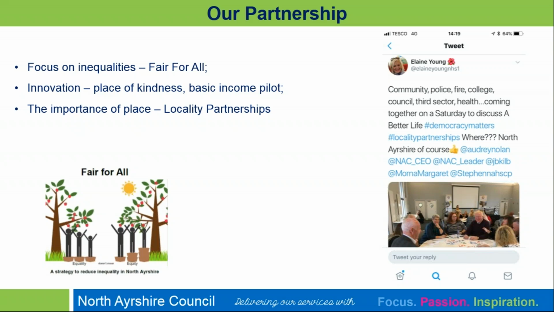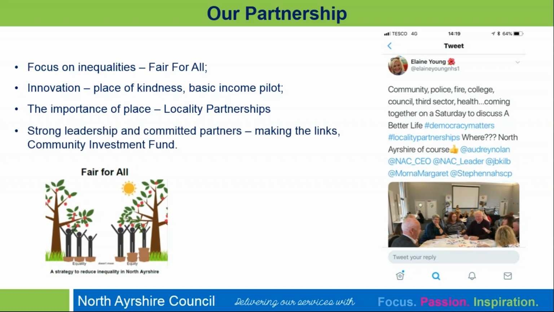We also have a strong focus on place, local identities and local issues and assets. As you'll hear about in a moment, our community planning partners have strong involvement in our locality partnerships. They've got direct membership on them. We have strong leadership and committed partners within our CPP. They get it, they get the value added of us all working together. An example of the Council's commitment to that way of working is the money they put into the Community Investment Fund for our locality partnerships to shape and use. Next slide.